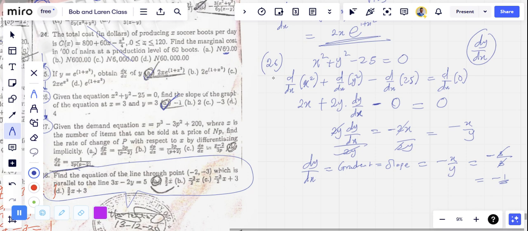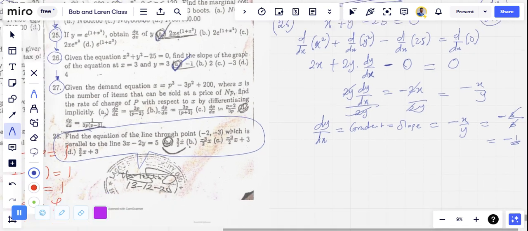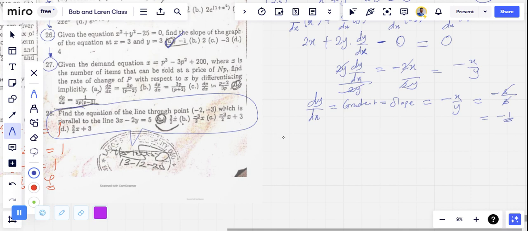But you have to solve it to be on the safer side. So minus 1 is correct for that question. So let's look at question number 27.